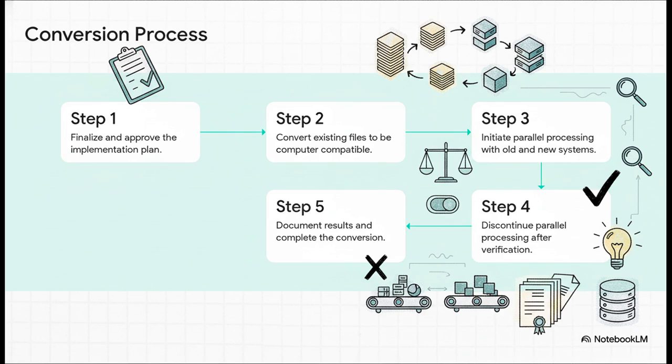After you've got the final plan locked in, you convert all the old data so it works with the new system. And then comes the most important step. For a while, you run both the old and the new systems at the same time. It's called parallel processing, and it's basically a safety net. It lets you compare the results from both systems side by side to make sure everything is 100% perfect before you finally cut the cord on the old one for good.